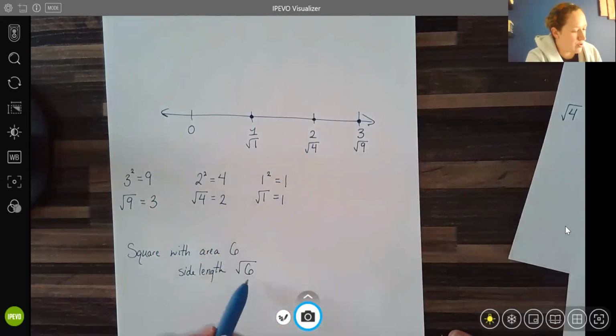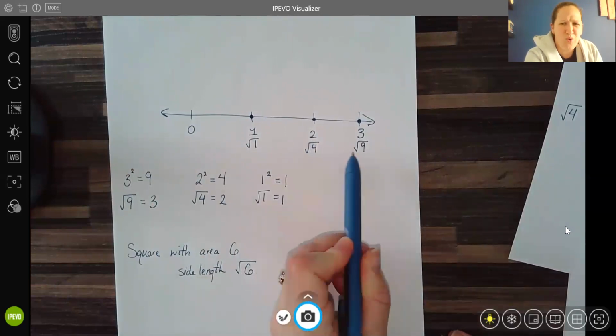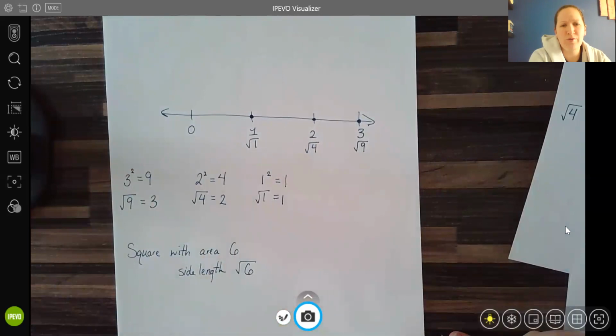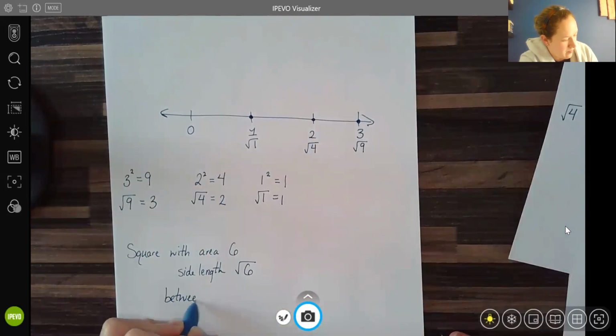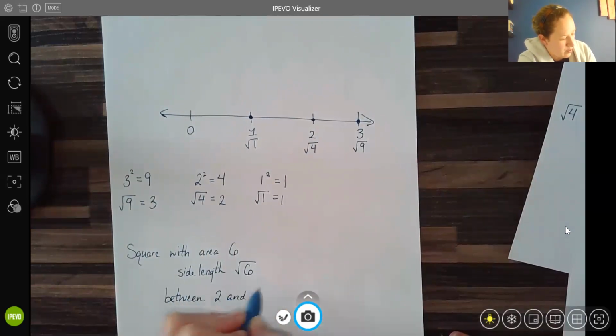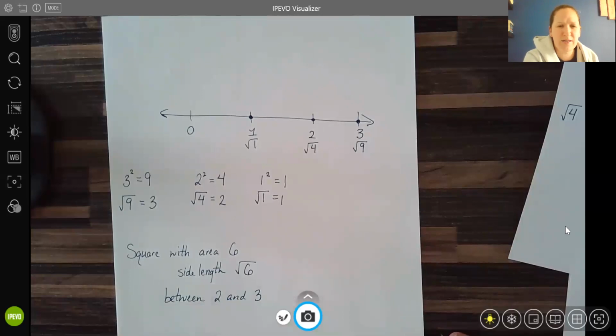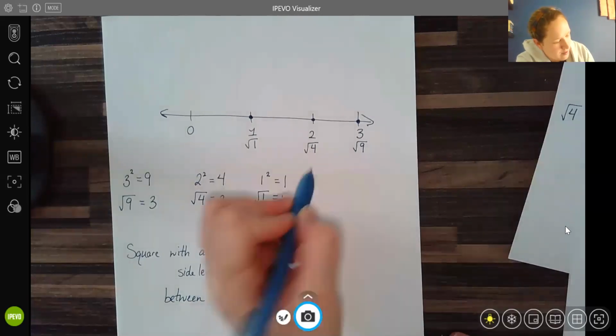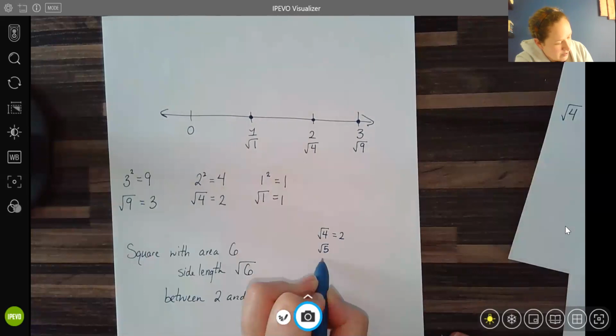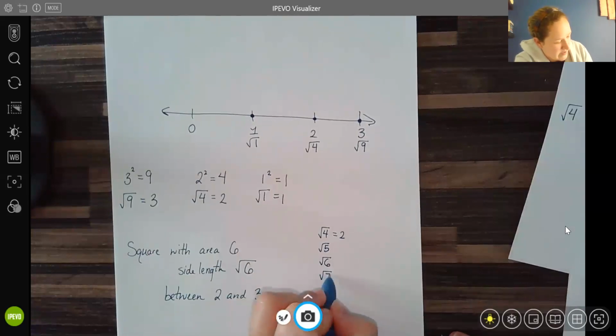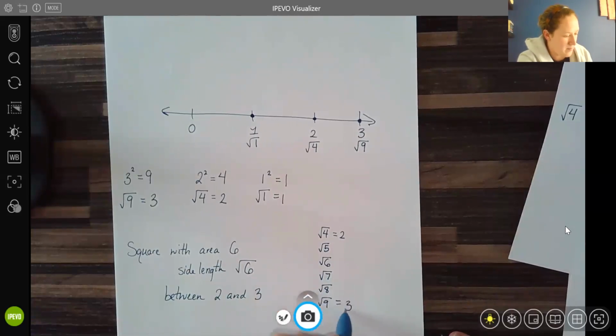And so square root of 6, I need to decide, what do I think that would be closest to? I know for a fact it's going to be between 2 and 3 on my number line. And I have to decide, is it going to be closer to 2 or is it going to be closer to 3? Well, if I had square root of 4, in between I have to have the square root of 5, the square root of 6, the square root of 7, the square root of 8, and the square root of 9, which equals 3.